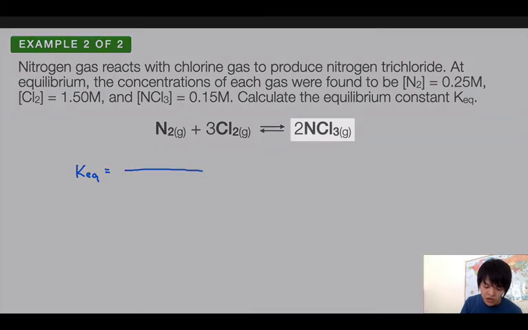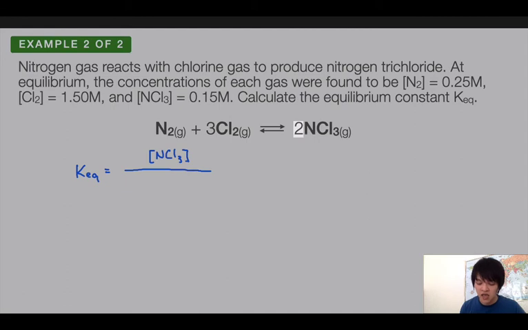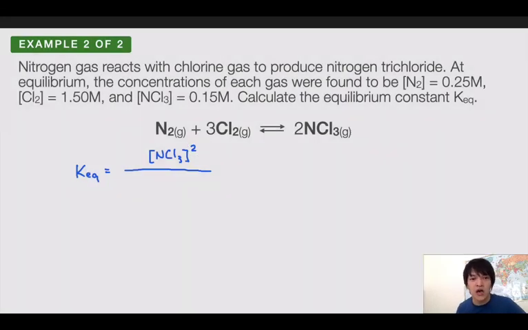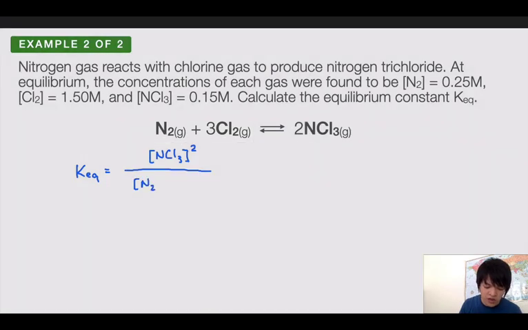So our product is going to be nitrogen trichloride. So the concentration of nitrogen trichloride goes on the top. And since there is a coefficient in the chemical equation, I do put that as an exponent in this equation. On the bottom, we put our reactants. We have two reactants. The first reactant is nitrogen gas. No exponent because the coefficient is 1. And then you multiply this by chlorine gas. And since the coefficient in the chemical equation is 3, there's going to be to the power of 3 for chlorine gas. All right? Now you start plugging things in.